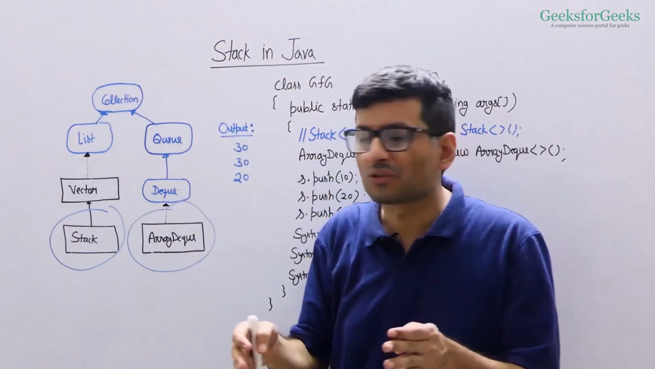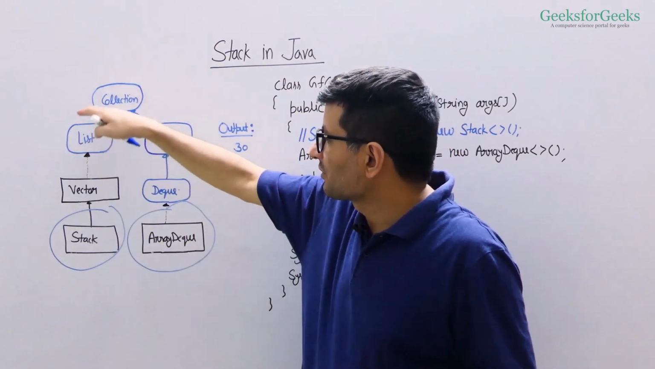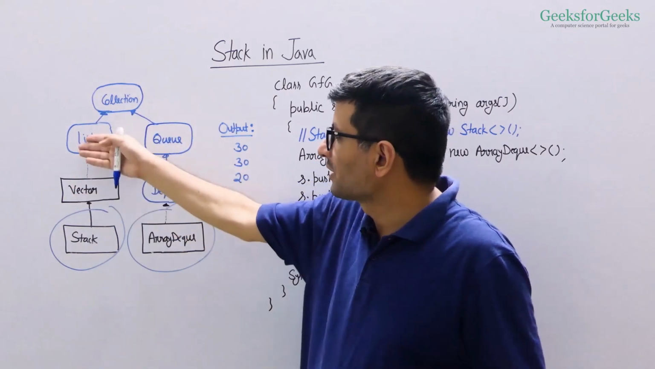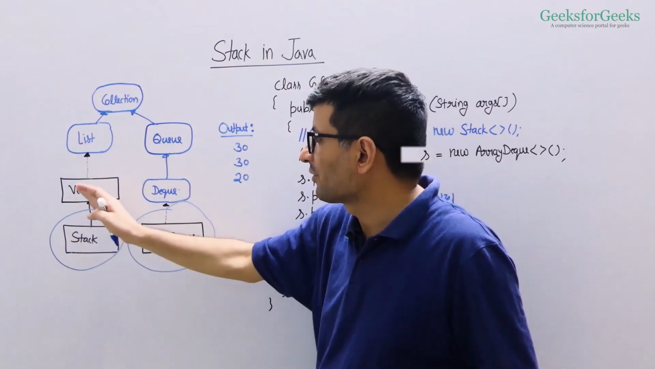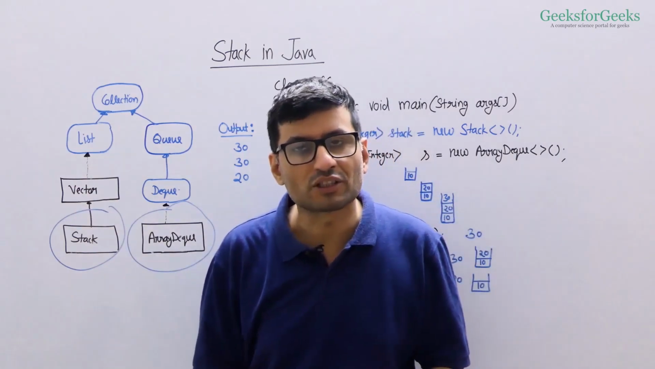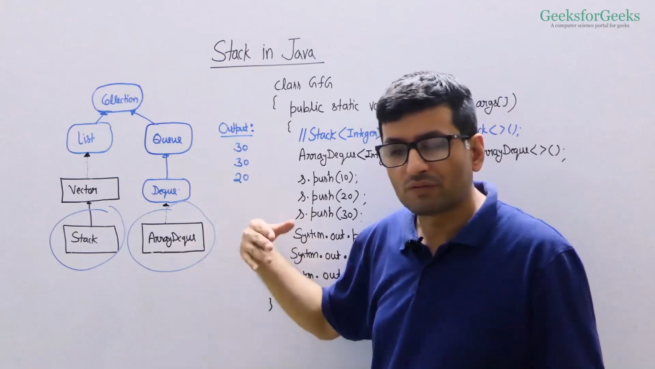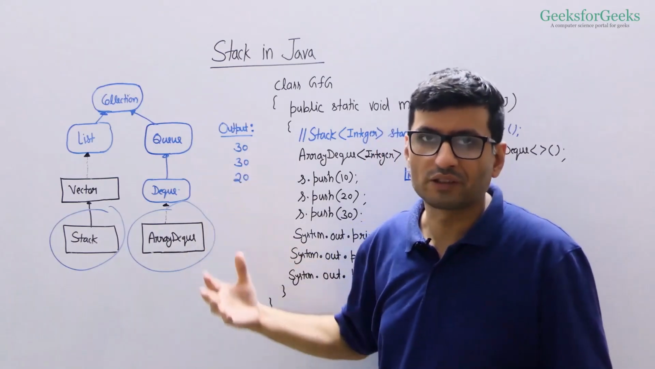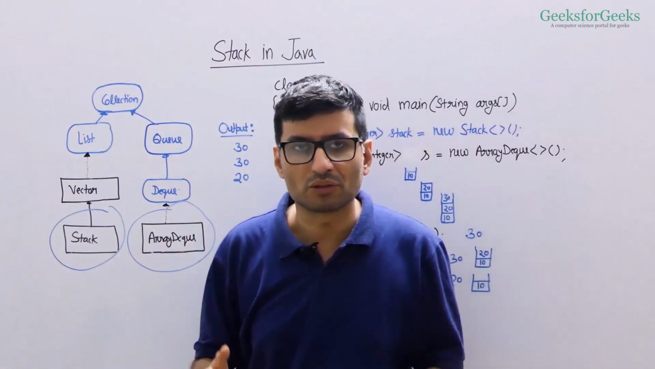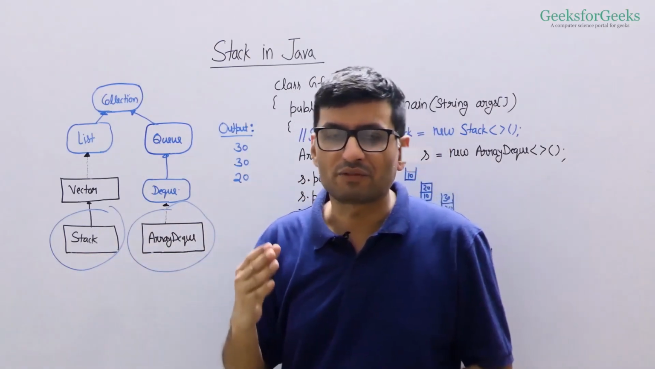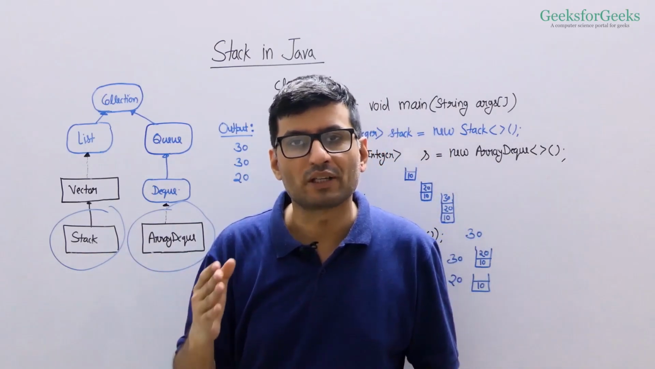So Collection interface is the root, and the List interface has some extra functionalities, especially for lists. Vector implements the List interface, and Stack is a child of Vector. So Stack has all the functionalities of Vector as well. And ArrayDeque has all the functionalities of the Deque interface, like inserting and removal at both ends. Both of these classes also have stack functionalities like push, pop, and peek.